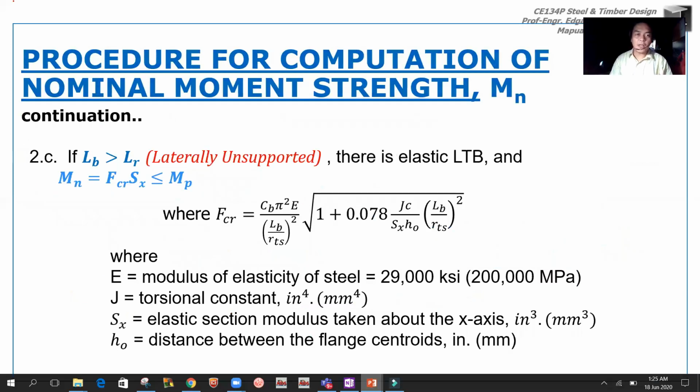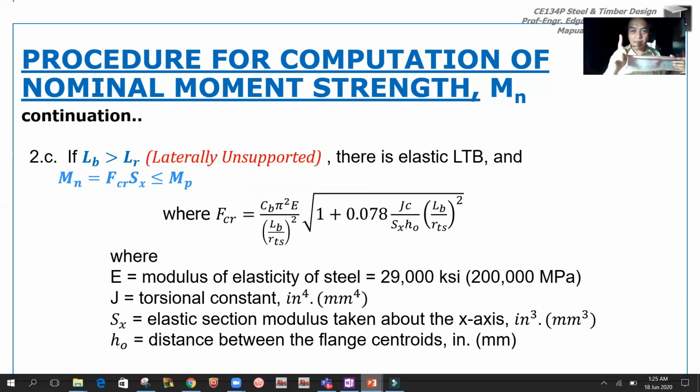This is applicable when LB is greater than LR. That means the beam is laterally unsupported. Pag laterally unsupported yung beam, di ba? Ibig sabihin gumigiwang siyang ganyan. So therefore, there will be an elastic LTB or lateral torsional buckling occurring on the beam. So syempre, nangyayari sa kanya yung ganyan, yung LTB.